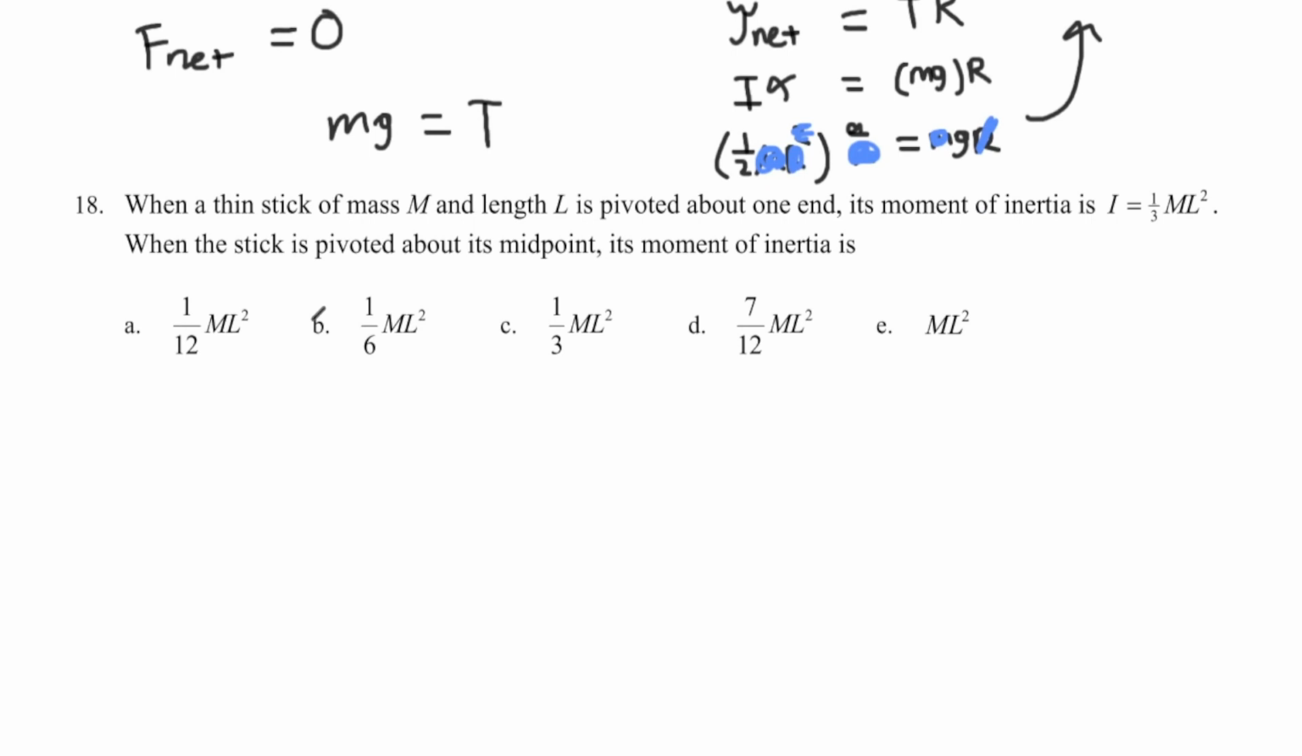When a thin stick of mass m and length l is pivoted about one end, its moment of inertia is 1/3 ml squared. When the stick is pivoted about its midpoint, its moment of inertia is... If you just know the answer to this, good on you. You have a good memory. But we're just going to look at this. So anytime you're looking at two different moments of inertia, it's probably the parallel axis theorem at play.